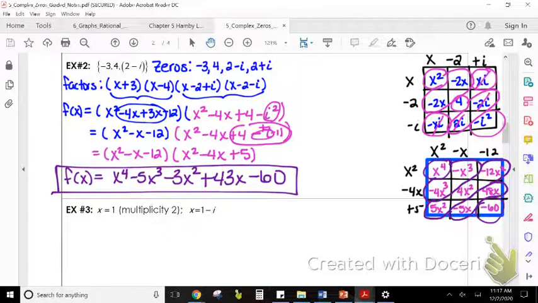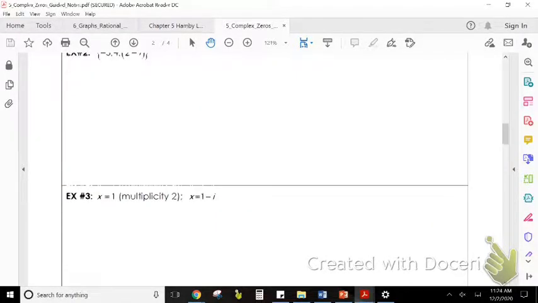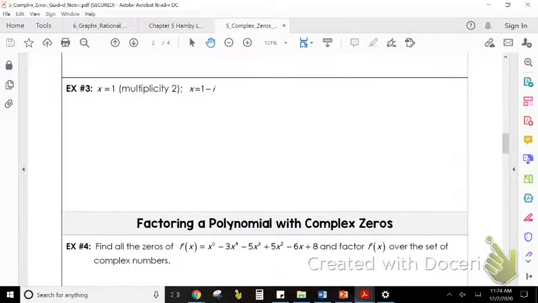Now, I should have known my degree was going to be 4, because at the beginning we had 4 zeros and we had 4 factors. So we knew we should have started with that x to the 4th. All right, let's try example 3 then. In example 3, I can see I have x equals 1 as a 0 that has multiplicity of 2, and I have x equals 1 minus i as a 0 that was given.